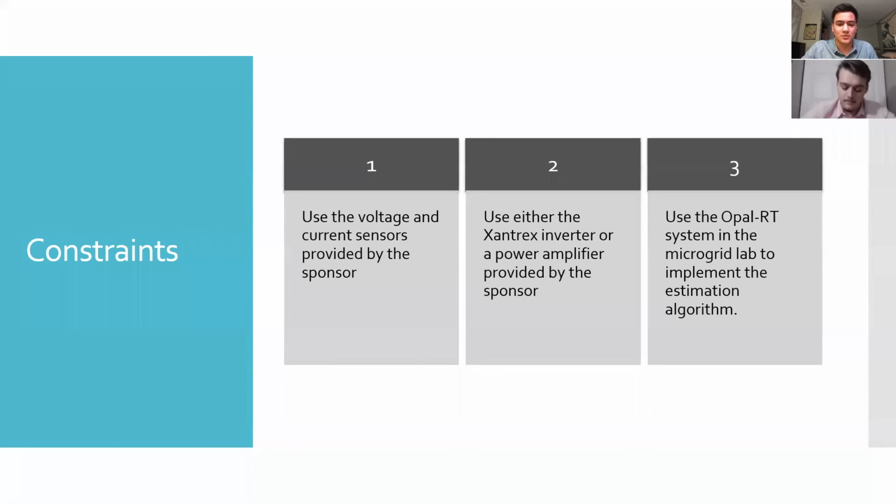So for our project, we have a couple of constraints here. We're limited to using the voltage sensors and current sensors provided by the sponsor and the Microgrid Lab. We have to use the Xantrex inverter or a power amplifier that's also provided by the sponsor. And then we're also constrained to using the Opal RT system and the Microgrid Lab to test our estimation algorithm.